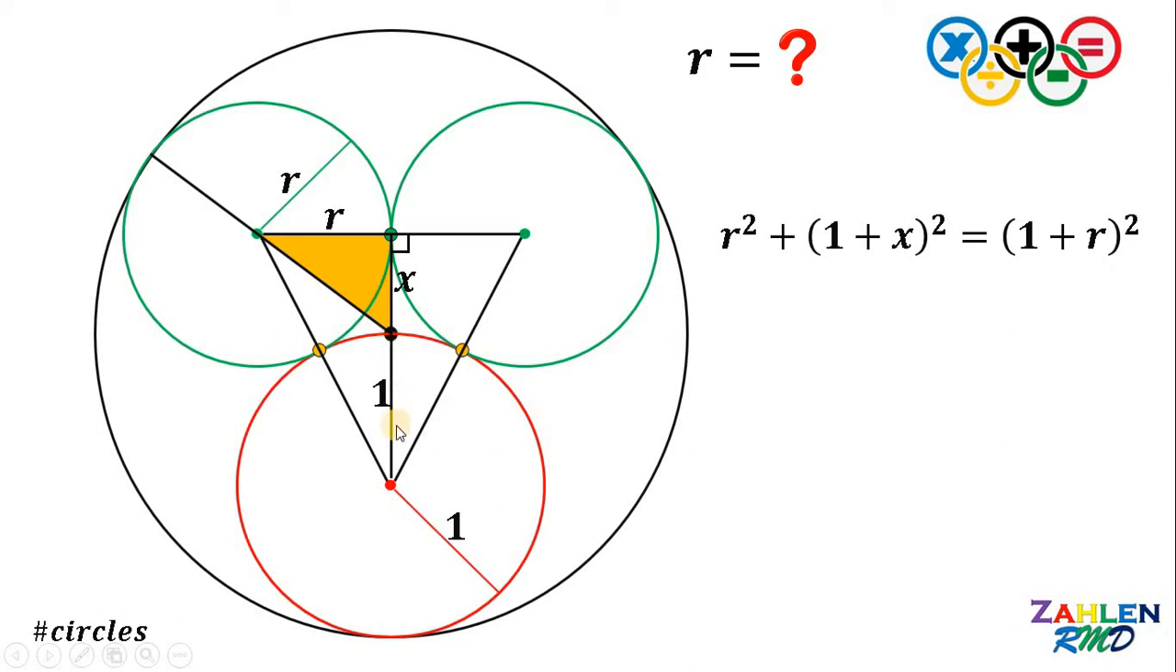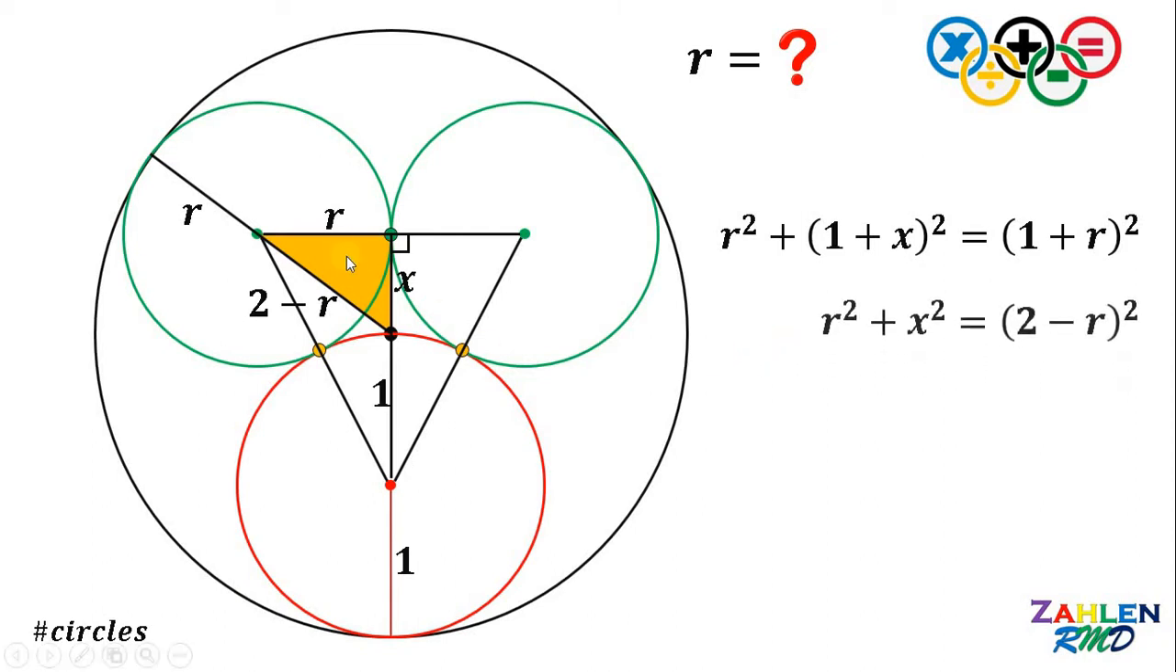Now, notice that the length of the radius of this big circle must be equal to 2 units. Alright? Now, we know the length of the radius of this big circle must be 2. And also notice that this segment is the radius of this green circle, which is equal to r. Therefore, the length of the hypotenuse of this right triangle must be equal to 2 minus r. Now at this point, we can now use again the Pythagorean Theorem. So we have r squared plus x squared equals (2 minus r) squared. Now we have two equations and two unknown variables. So we can now solve for the value of r.